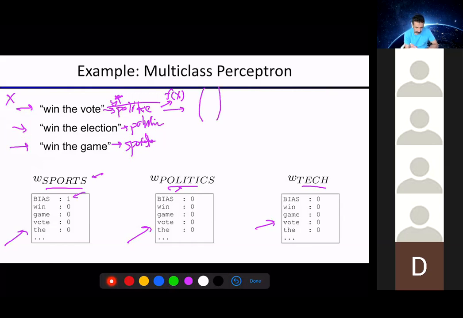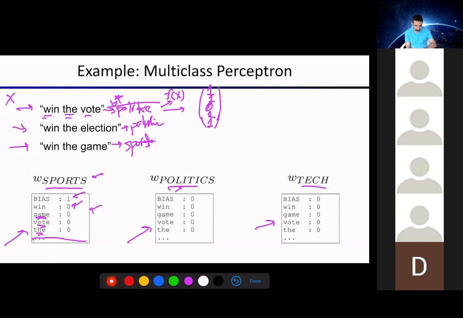We have a bias term, this is 1. Let's assume the bias term is always 1. Win, how many win we have? 1. How many game we have? 0. The first sentence. How many vote we have? 1. How many D we have? We have 1. Okay. And now the norm of this vector is 5, the same size of this.